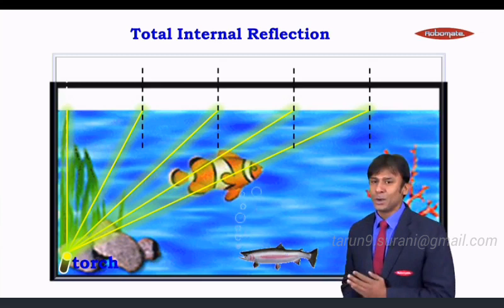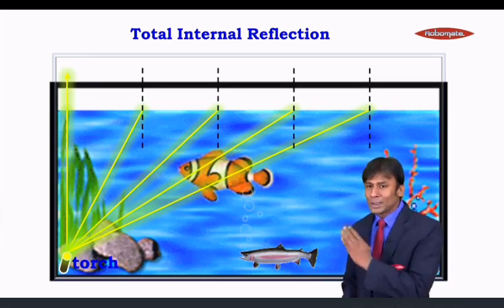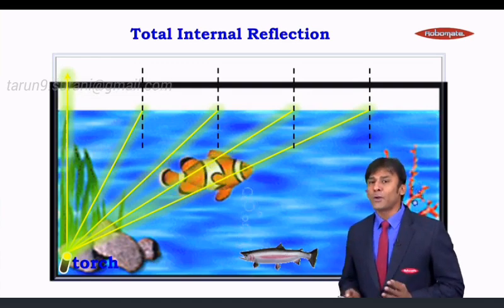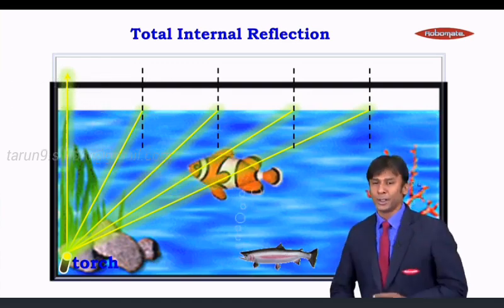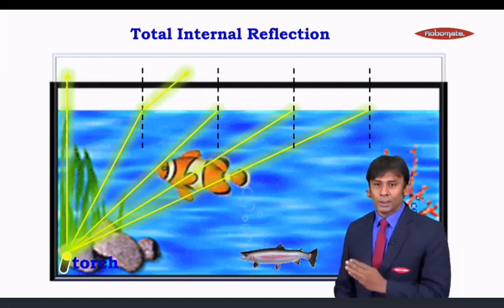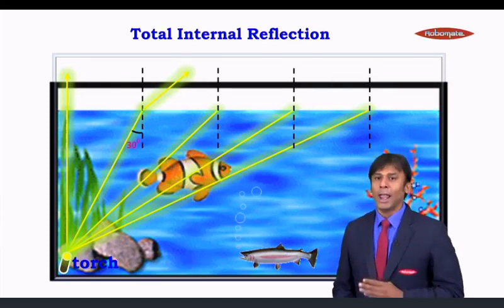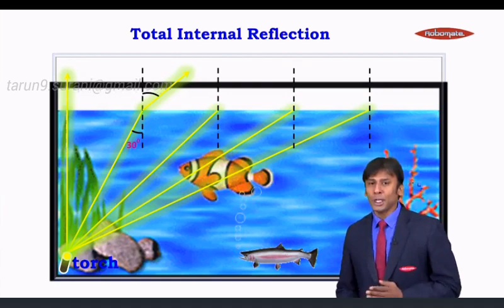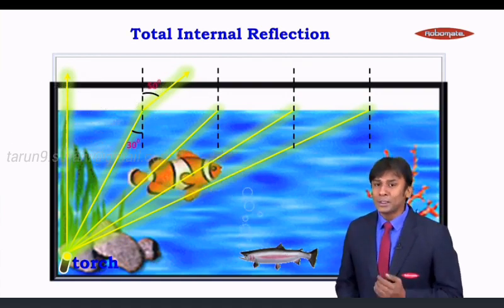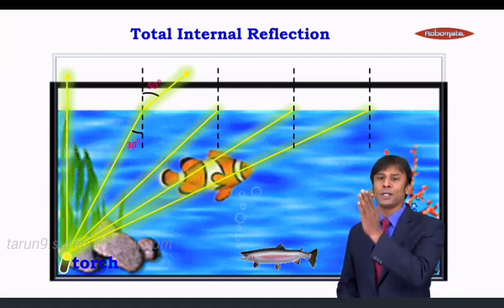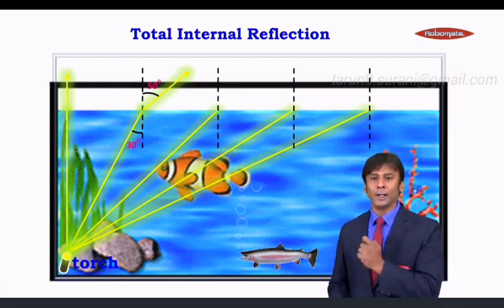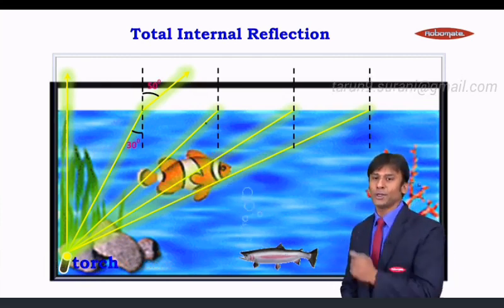In the first case, the light is going straight. As it is going straight, there will not be any refraction and the light will come out straight. Now let's go to the second ray. This light ray is hitting the interface, let us say at 30 degrees. So there will be refraction, and we know that as light is traveling from a denser to rarer medium, it will bend away from the normal. So let us say angle of incidence is 30 degrees, then angle of refraction will be 50 degrees.